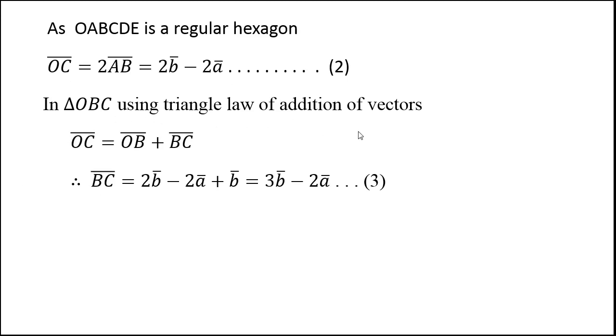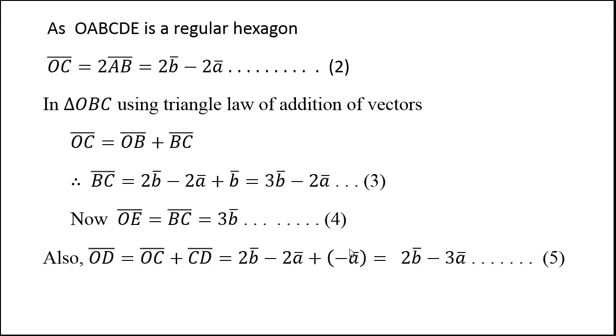In triangle OBC, using triangle law of vector addition, we get OC bar is equal to OB plus BC, of which OB is B bar, so BC bar is 2B minus 2A plus B bar. So this is how to express BC bar. Now OE is equal to BC plus 3B. Now see these things, how these vectors are expressed in terms of other two vectors. You have to practice this thing and you have to do it yourself. You see the figure, too many vectors are there, and repeatedly you have to see which vector is replaced by other. So this is how to find vectors in terms of A bar and B bar.